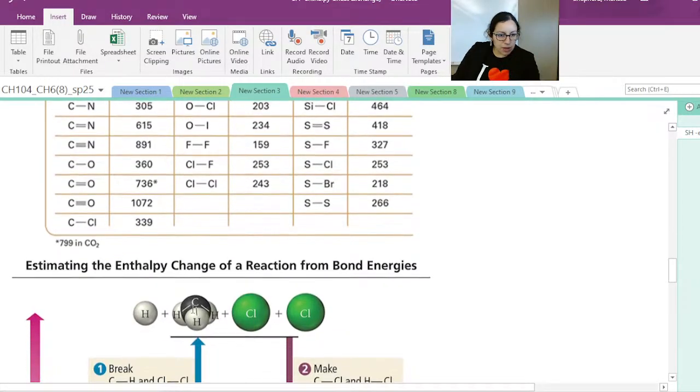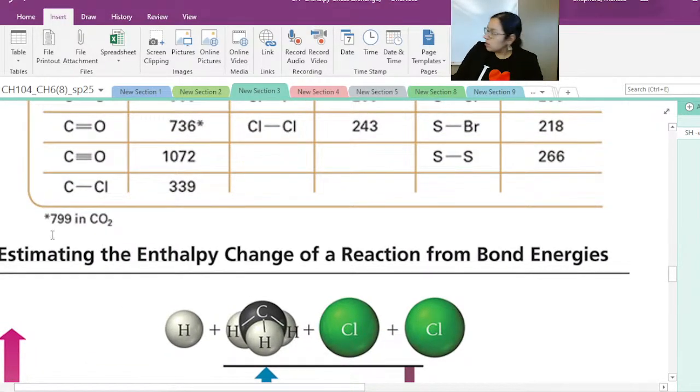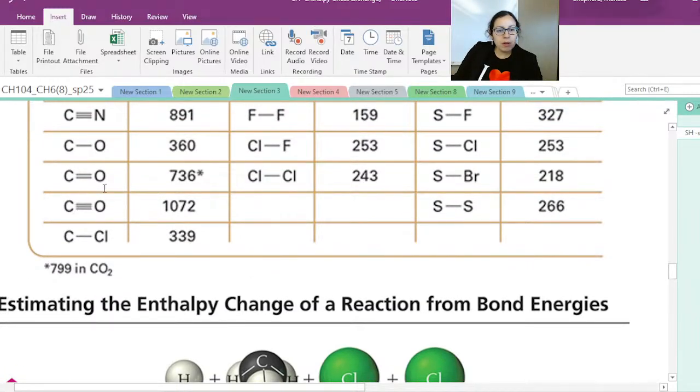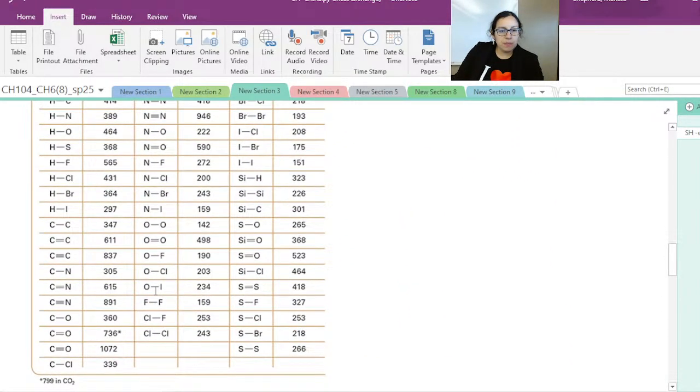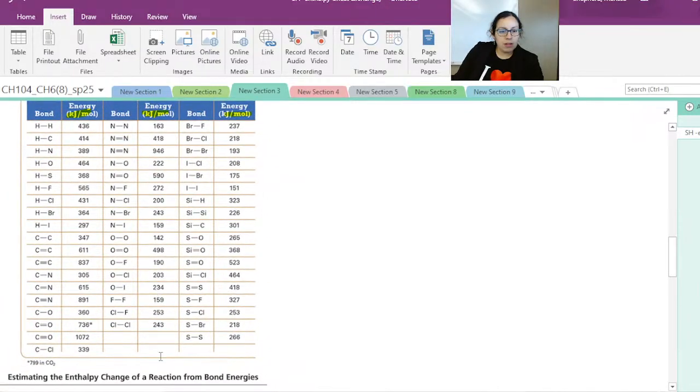And then the tricky part is you have a weird exception here. So most CO bonds are 736, but it does mention that for CO2, you should use this number of 799 there in the corner. So I'll try to zoom out so you can see it. If you can't read it, I can zoom in.